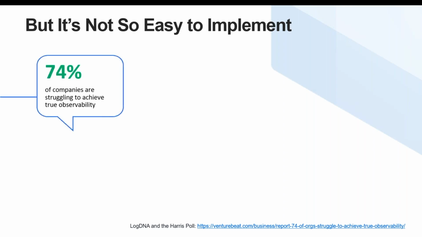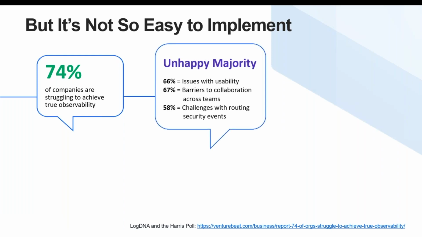For example, 74% of the companies they talked to said they're actually struggling, they use the word struggling, to achieve true observability. And this unhappy majority is dealing with a lot of the same issues. They report usability issues, they report collaboration issues, they report issues around how they deal with security events. It's not working as they had hoped.